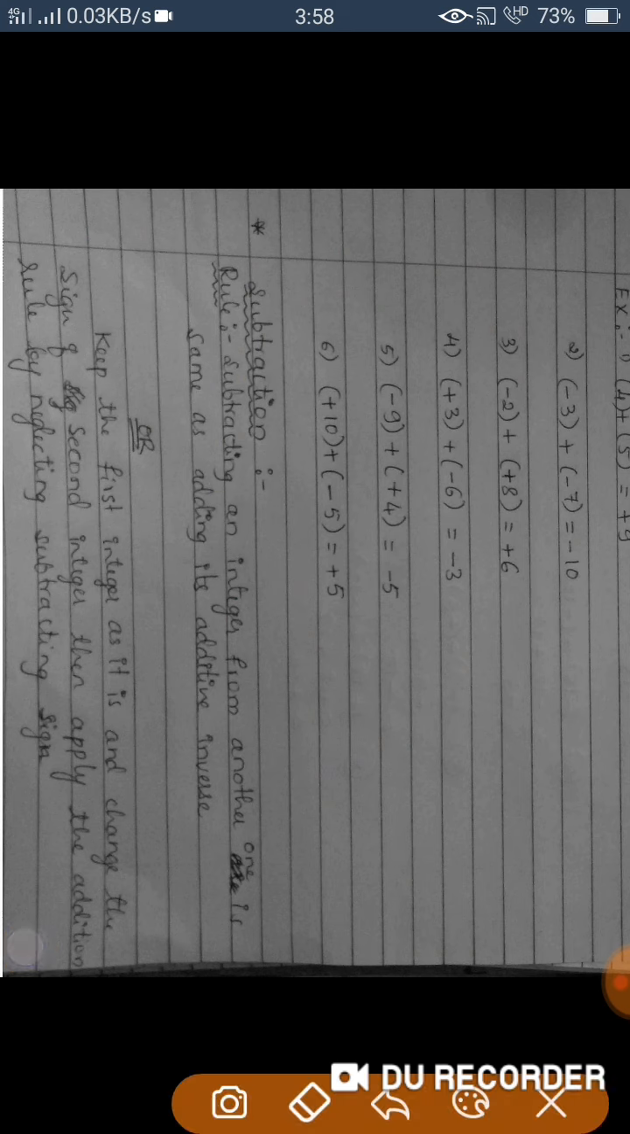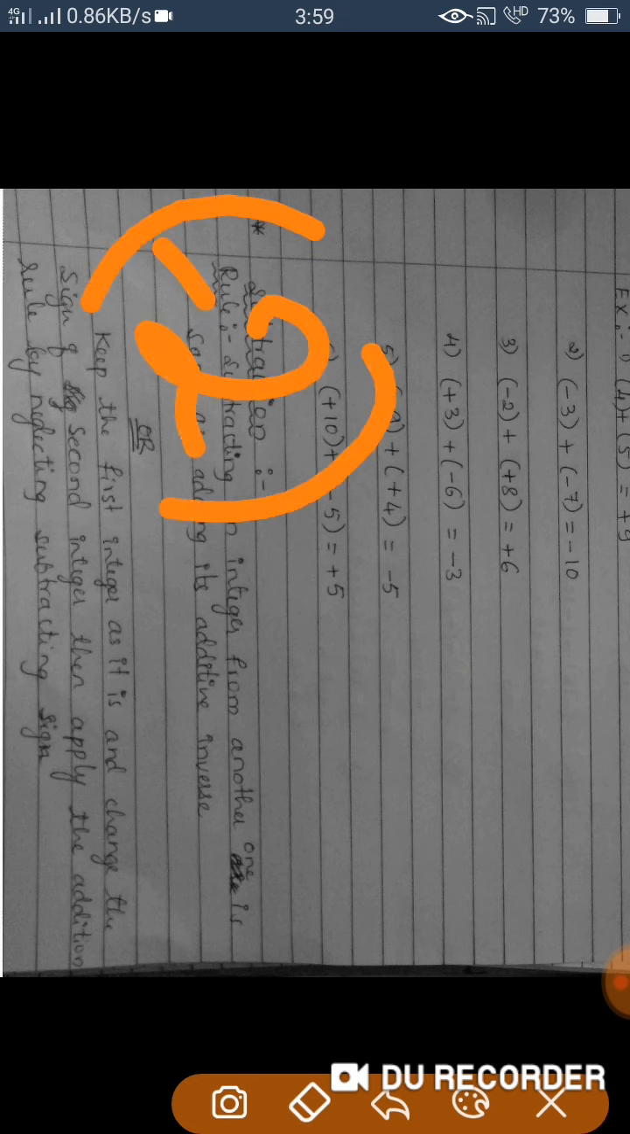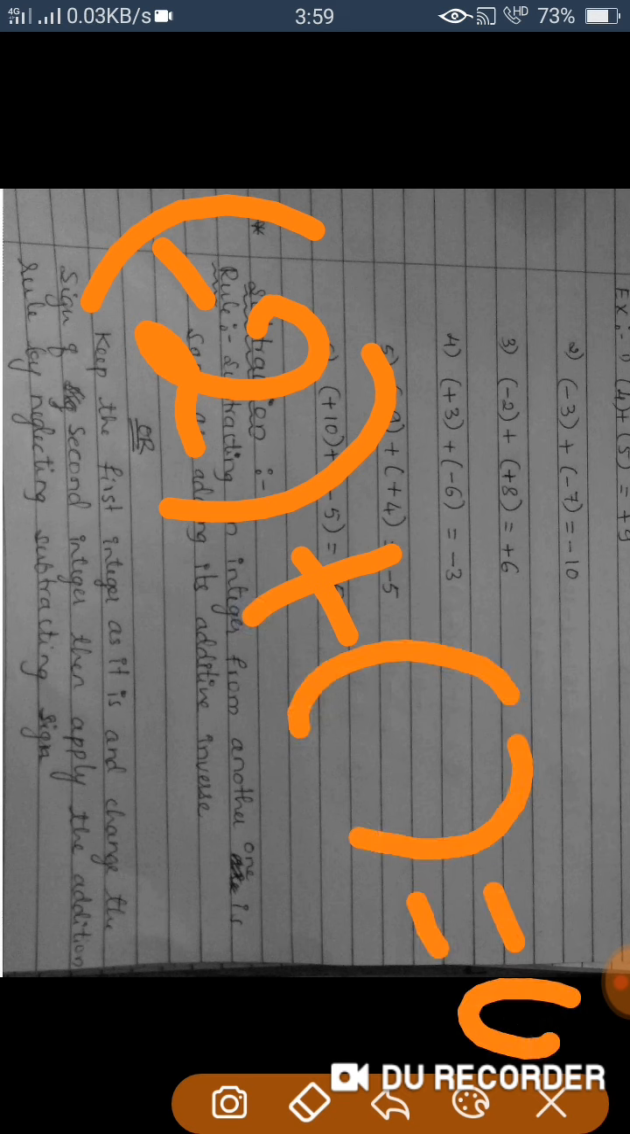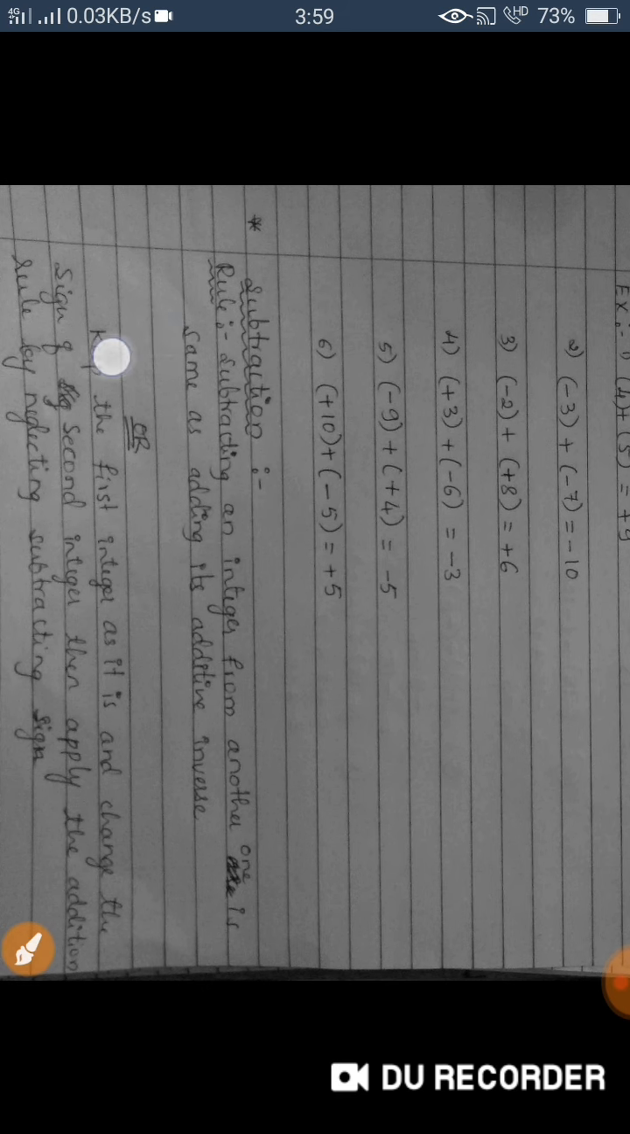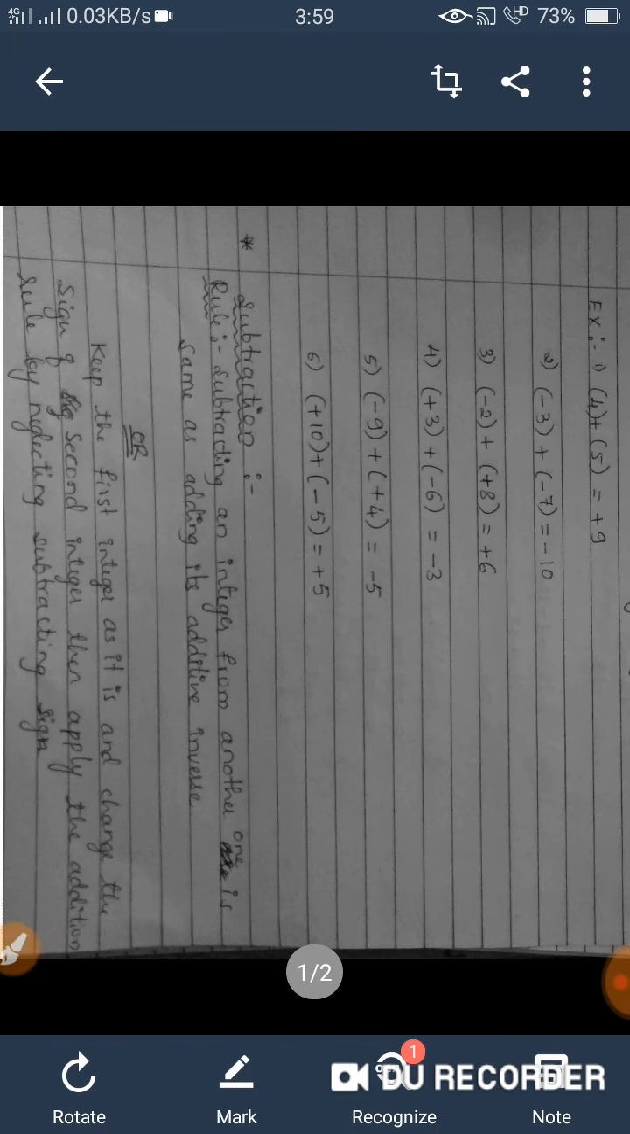So if you take the example for the additive inverse, if minus 2 is a number, which number, if you add, will give you 0? That is the additive inverse of minus 2. Just keep the opposite sign to that same number and you'll get the additive inverse. Okay, clear about the additive inverse meaning?